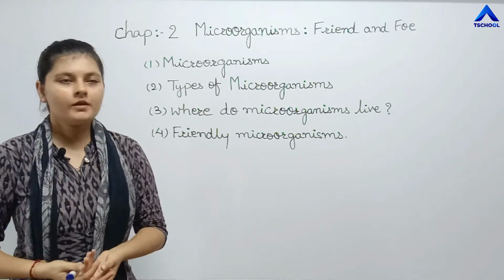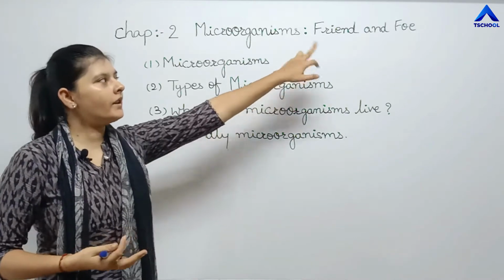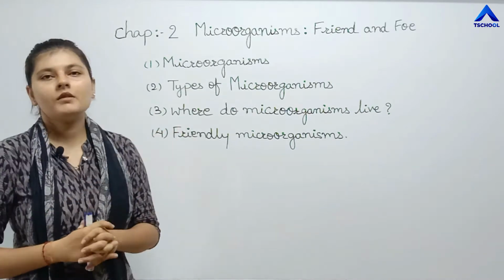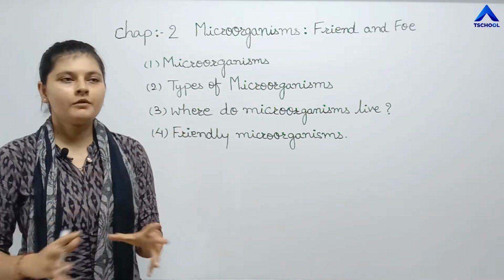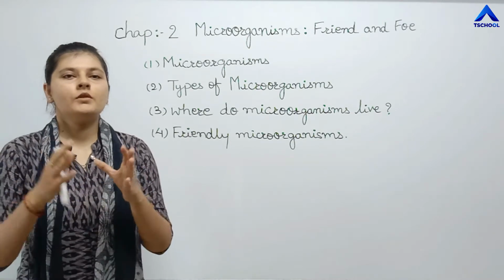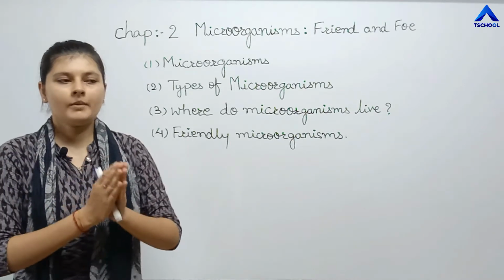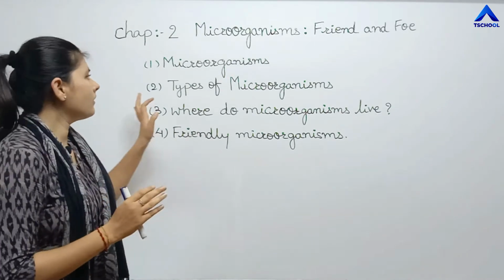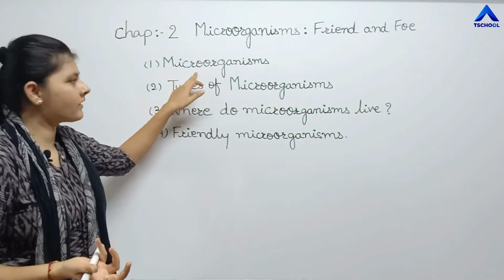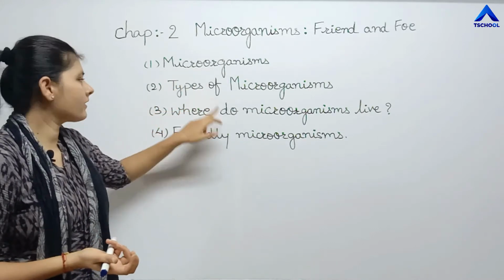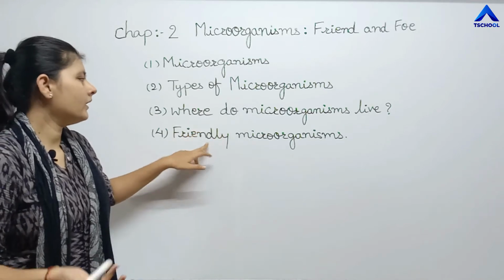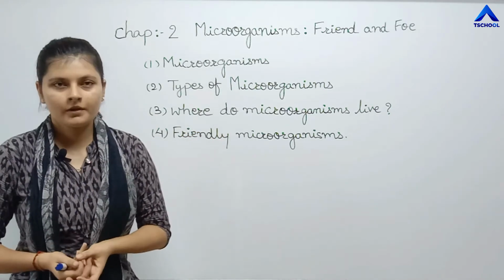मतलब कि जो microorganism है ये आपके दोस्त भी है और ये कभी कभी आपके दुश्मन भी बन जाते हैं, right? So in this chapter we are going to learn about the microorganisms and where they are useful or not, in which you have to be very careful with the microorganism, right? So in this one we are going to learn about what is microorganisms, types of microorganisms, where do microorganisms live, and about the friendly microorganisms.